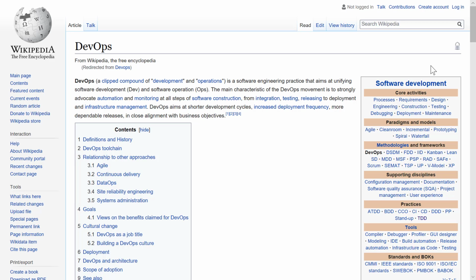As it reads here, DevOps, a clipped compound of development and operations, is a software engineering practice that aims at unifying software development, the people who build applications, and software operations, the people who run those applications on some sort of infrastructure. And I think this next sentence is the important part. The main characteristic of the DevOps movement is to strongly advocate automation and monitoring at all steps of software construction, from integration, testing, releasing, to deployment and infrastructure management. DevOps aims at shorter development cycles, increased deployment frequency, more dependable releases in close alignment with business objectives.